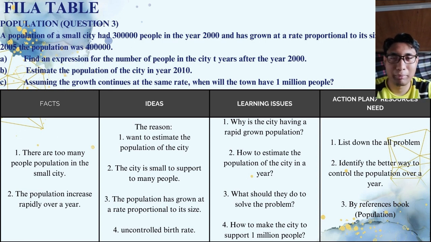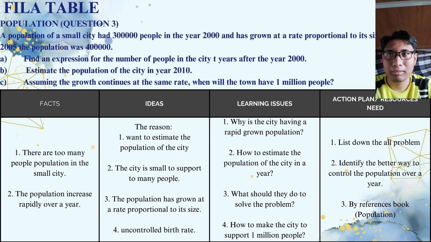Okay, for the next part is the table. For question 3, a population of a small city had 300,000 people in the year 2000 and has grown at a rate proportional to its size. In the year 2005, its population was 400,000. A. Find an expression for the number of people in the city T years after the year 2000. B. Estimate the population of the city in the year 2010. And C. Assuming the growth continues at the same rate, when will the town have 1 million people?